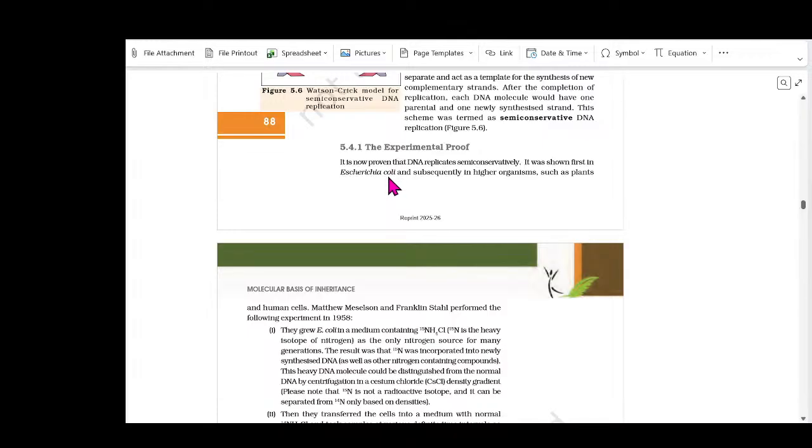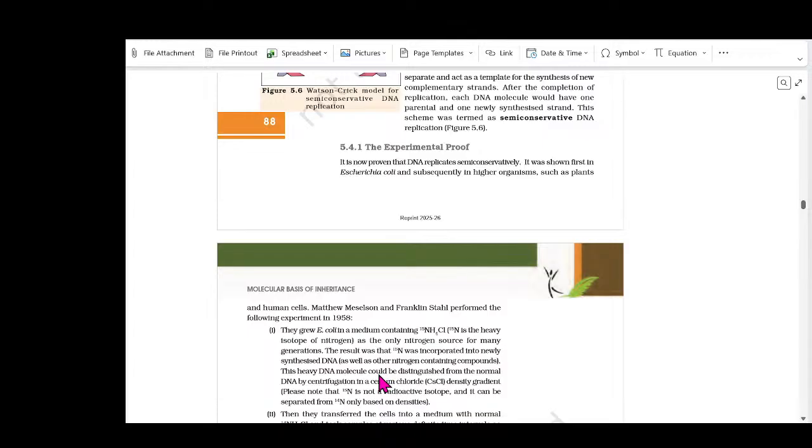It was shown first in Escherichia coli and subsequently in higher organisms such as plants and human cells. Matthew Meselson and Franklin Stahl performed the following experiment in 1958. They grew E. coli in a medium containing ammonium chloride, with N15, the heavy isotope of nitrogen, as the only nitrogen source for many generations. The result was that N15 was incorporated into newly synthesized DNA as well as other nitrogen-containing compounds.